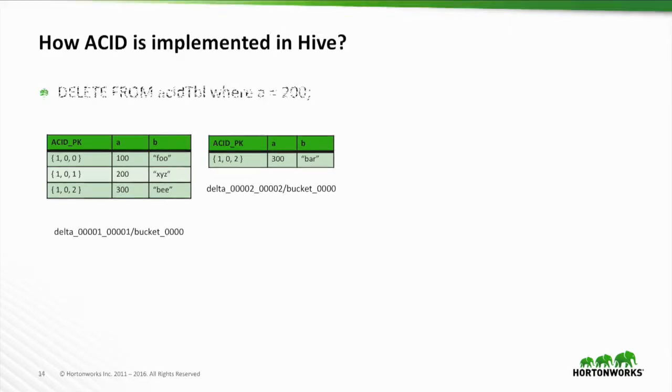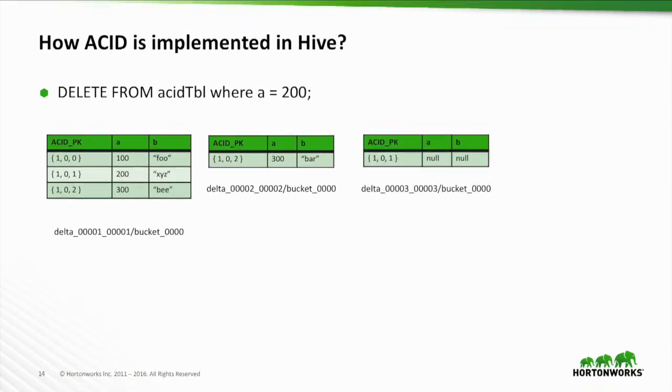Now, let's consider a delete statement. In this case, it matches the second row. So again, a new Delta file is created, and the data is written to that file, except that in case it's a delete event, you don't actually need the data. It represents a delete event.